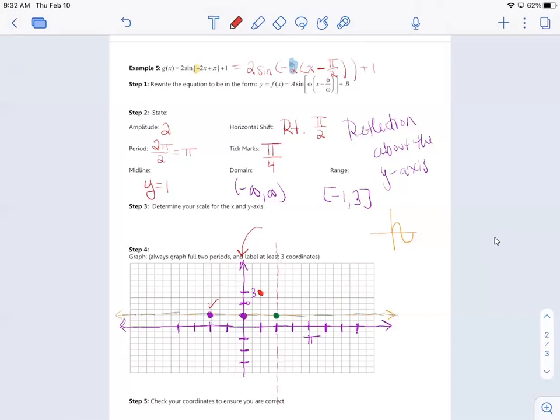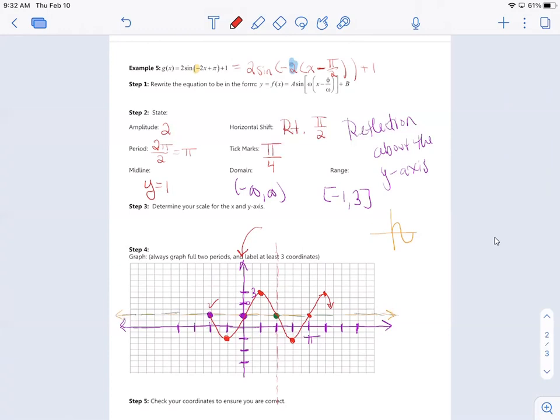Well, if that's a high point, that means this has to be a low point, right? So here is one wave. And now I can just continue on. Okay, well, my next tick mark has to be a low point. My next has to be mid. My next has to be high. And hopefully that makes sense. Keep watching this if it doesn't and reach out.